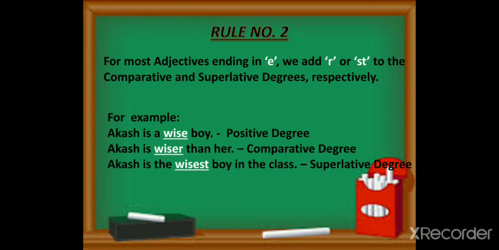Rule number 2. For most adjectives ending in E, we add R or ST to form the comparative and superlative degrees respectively. For example, Akash is a wise boy. Wise is in positive degree. Akash is wiser than her. Wiser is in comparative degree. Akash is the wisest boy in the class. Wisest is in the superlative degree.